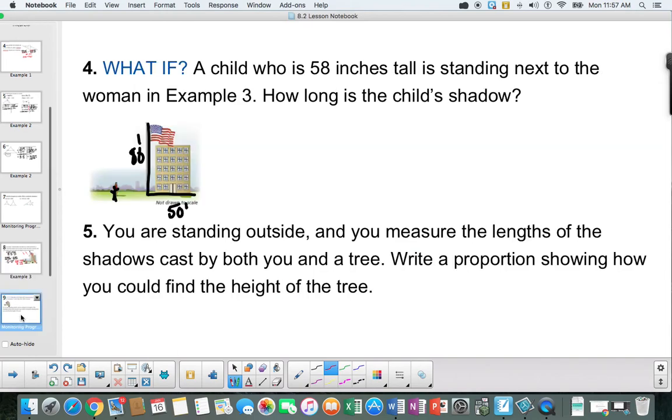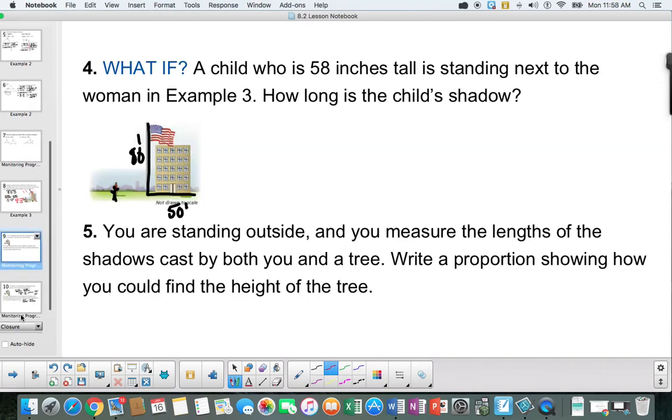All right, let's take a look at this problem and see what you can do. Now that we know that the pole is 80 feet, they're asking us, what if a child is standing right next to the lady, but he's 58 inches tall? How long will his shadow be? And see if you can answer number 5. Okay, so stop the screencast and see what you can do.